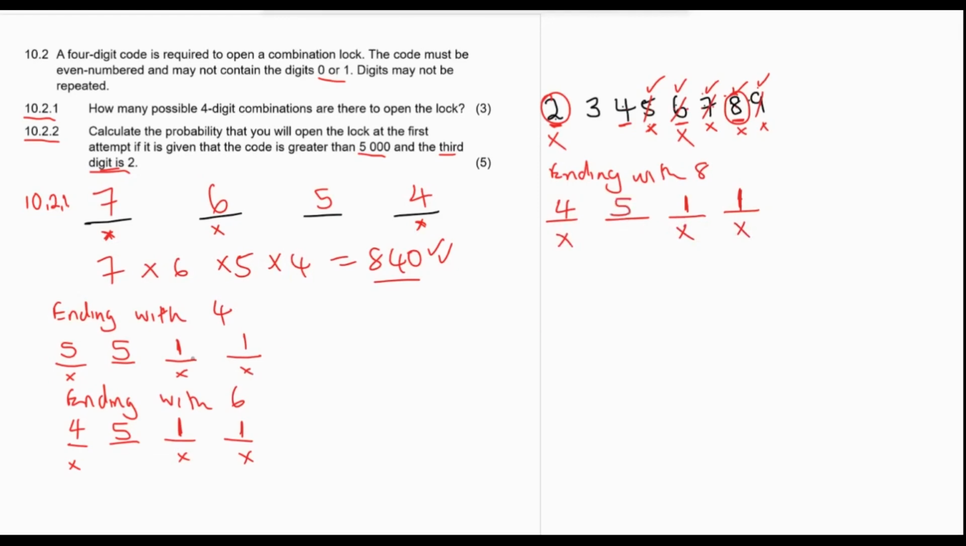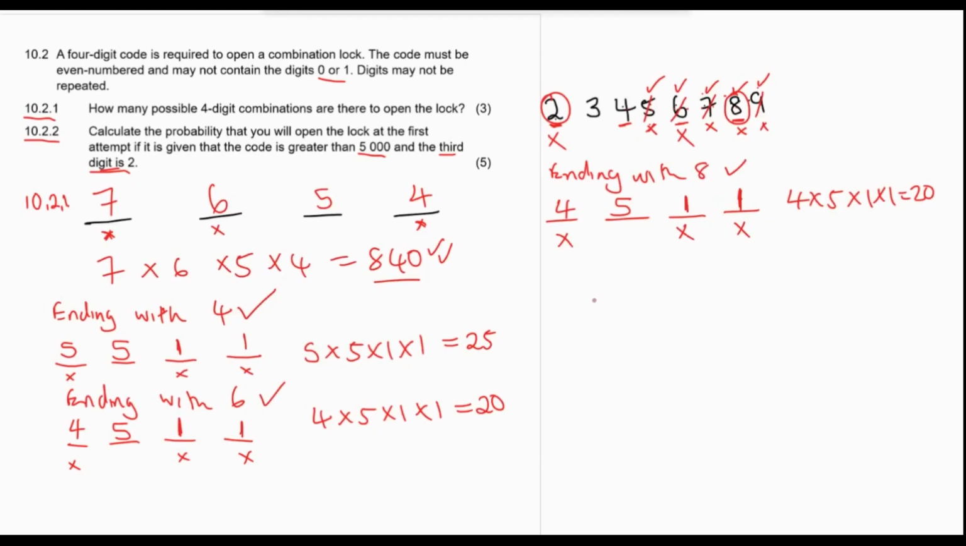So now we have this combination here ending with 4. How many different combinations can you have? 5 times 5 times 1 times 1, which is equal to 25. And then here we have 4 times 5 times 1 times 1, which is 20. And then here we have 4 times 5 times 1 times 1, which is equal to 20. So it is this situation or this situation or this situation.